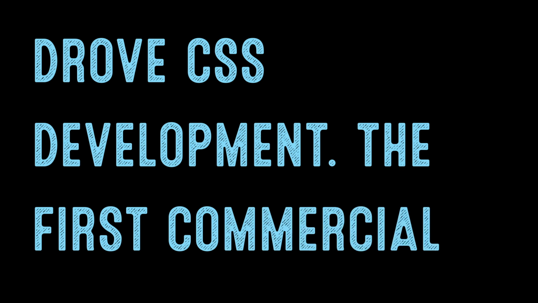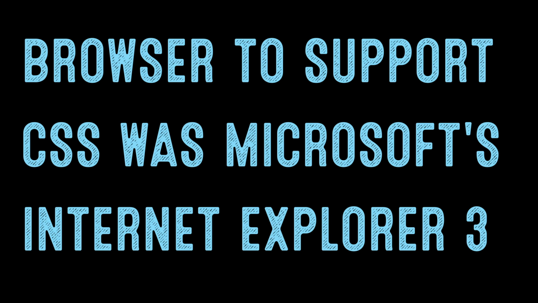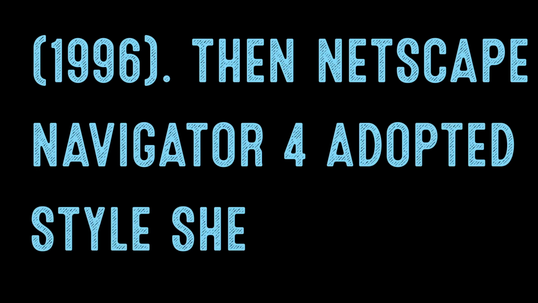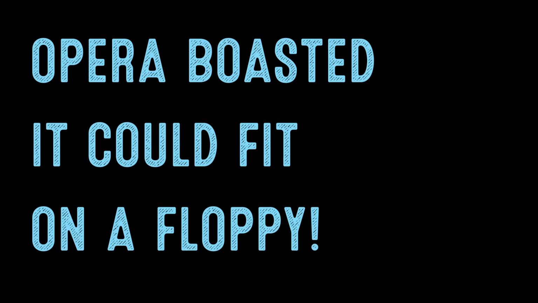The first commercial browser to support CSS was Microsoft's Internet Explorer 3, in 1996. Then Netscape Navigator 4 adopted style sheets. Opera 3.5 by Geir Ivarsøy followed in 1998. Opera boasted it could fit on a floppy.